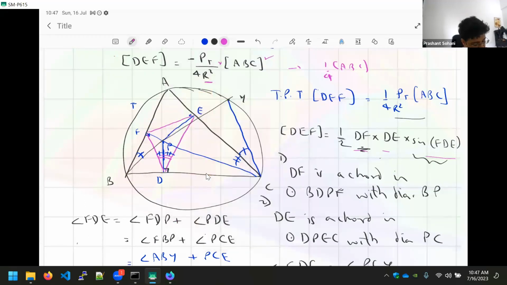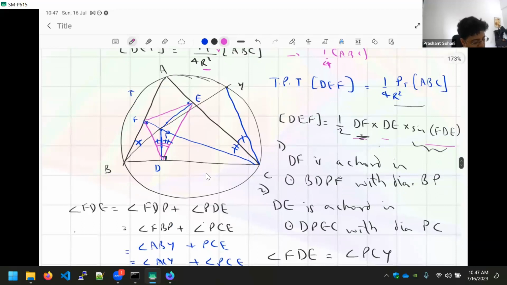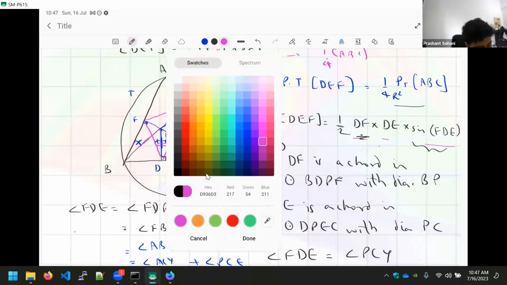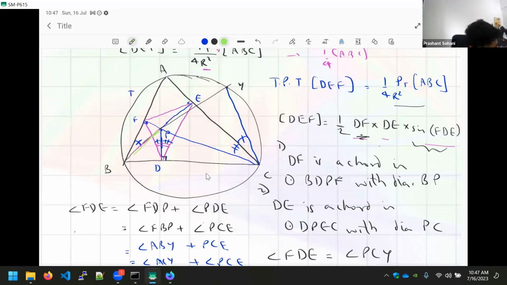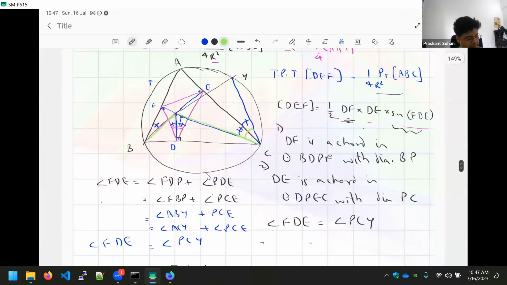Which segments have we found out so far? So BP. Segment BP is there in our consideration. Segment PC is in our consideration, and this angle PCY. But we still have to figure out how to put these pieces together.